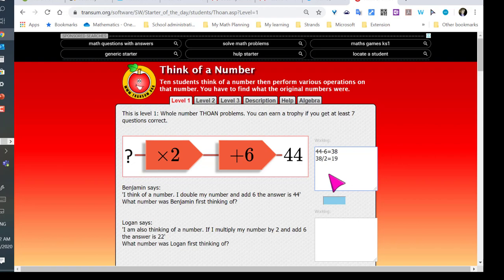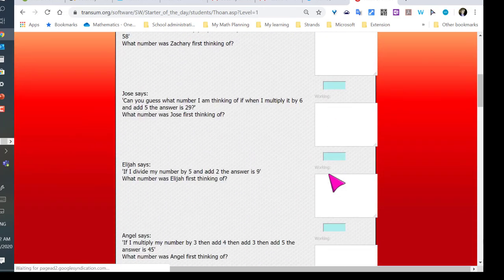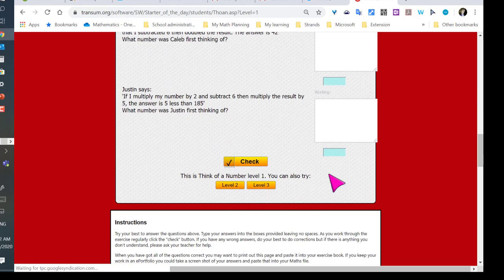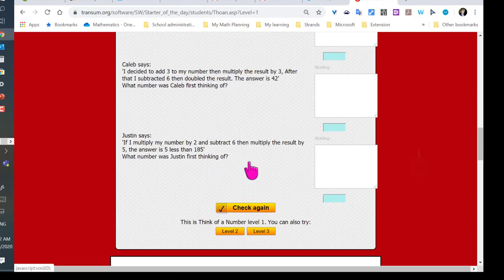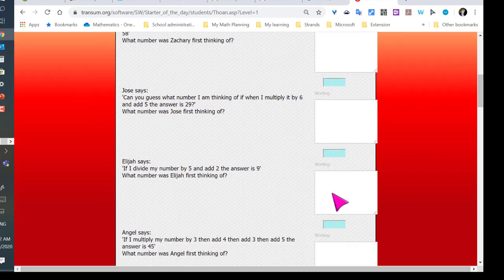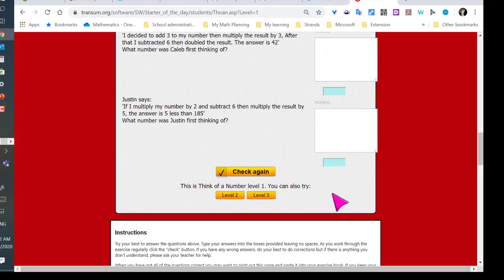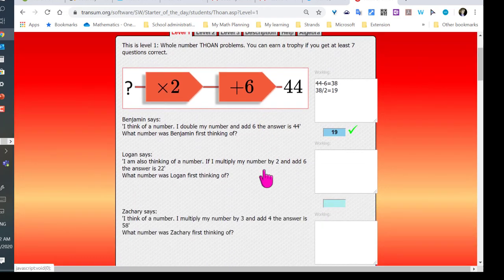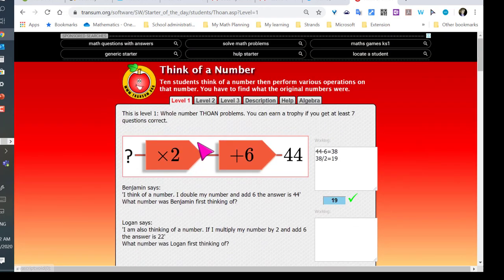So let's check if we are correct. You go right to the bottom of the page, you check, and oh, we forgot to write the answer. The missing number is therefore 19. So let's go to the bottom of the page again, and we check, and we are absolutely correct. So that will be level 1.